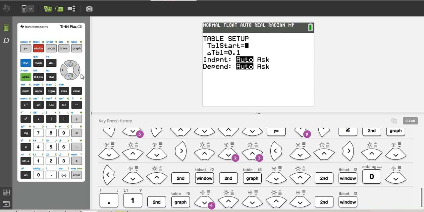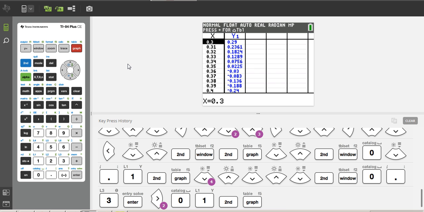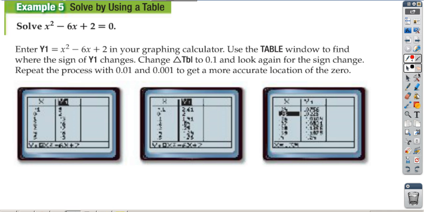Okay, so now we've narrowed it down between 0.3 and 0.4, so let's make it a little bit more precise. We'll start at 0.3 now, and we'll go by 0.01 instead. We'll go back to second table, and now we can basically see our 0 is pretty much 0.35 or 0.36. That's close enough. 2 decimal places is usually more than sufficient to be able to find a 0. And you could obviously do that with the other one as well. You narrow down where you're looking, and you go to 2 decimal places, you'll pretty much find it.